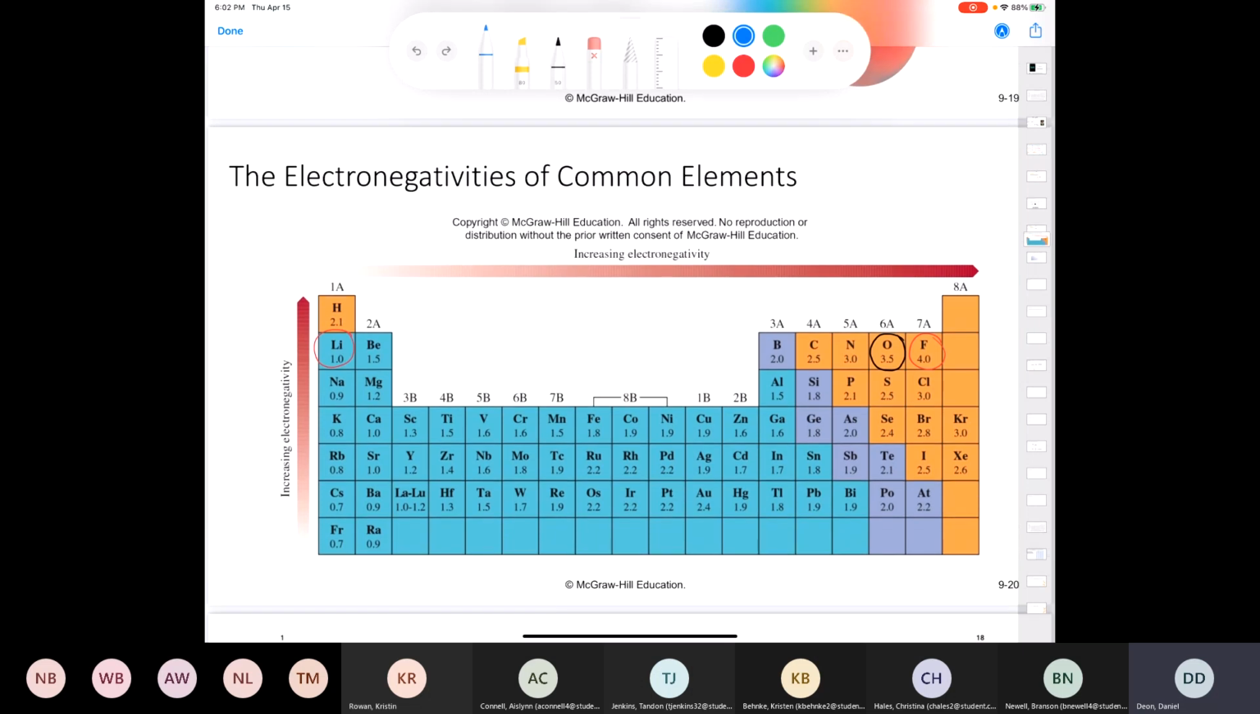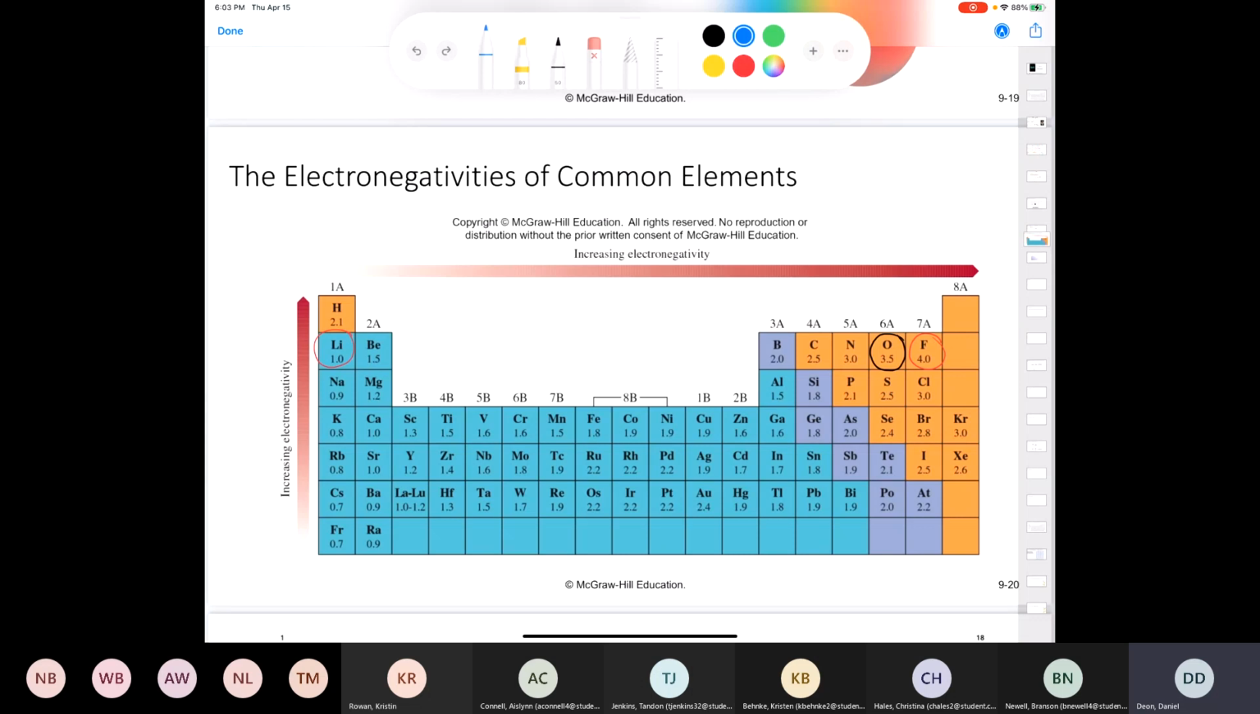Okay, so for now, all I need you to know is that the greater the electronegativity of an element, the greater ability it has to pull electron density towards itself in a bond. Fluorine is the king of the castle. It's got the greatest electronegativity. Oxygen takes the silver medal, and it increases going across a period, and it decreases going down a group. That's all I need you to know for now.